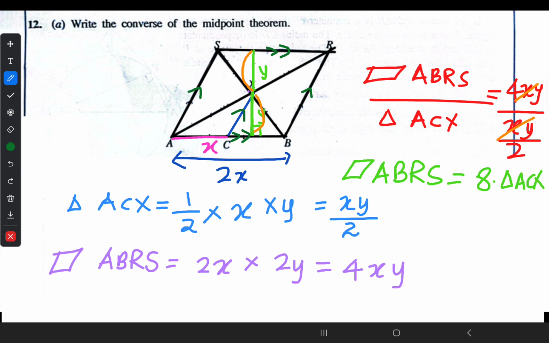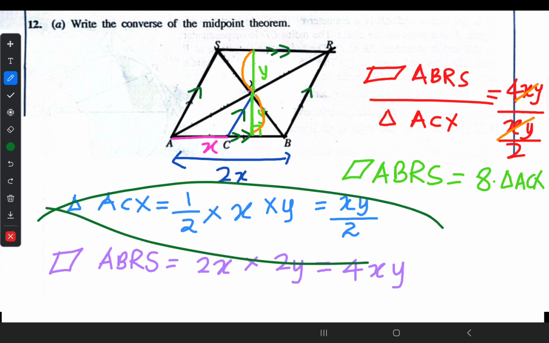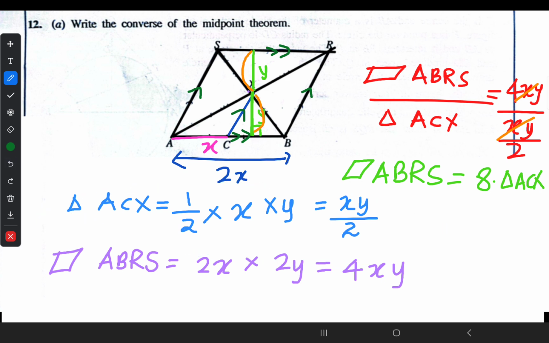I'll explain what happened over here. I just denoted some variables, otherwise we cannot find this. In your diagram, you should denote them. Thereafter, I found a relationship to find the triangle ACX area and the ABRS area. Then I divided this one by this one. So 4xy divided by xy divided by 2. So 4 divided by half. Divided by half means 0.5. 4 divided by 0.5 will give you 8. 8 times the area of ACX.